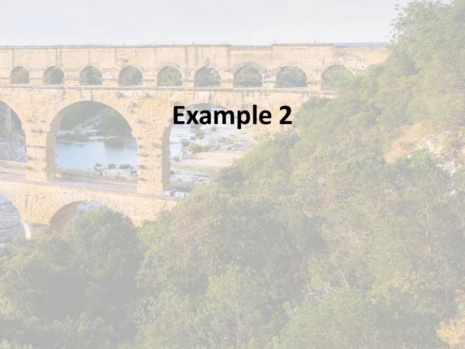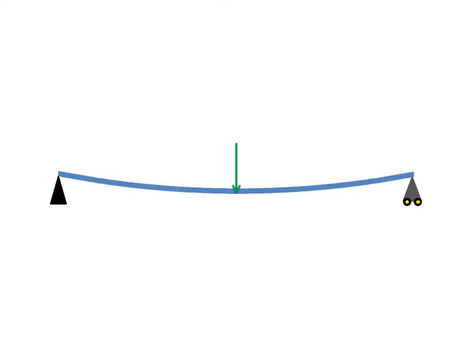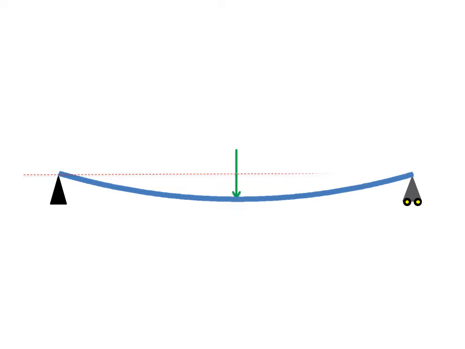Example 2. The second example is a beam with a pin or roller support at the end and a point load at the middle of the span. In this case, it is easy to see that the maximum deflection will be at the middle of the span.